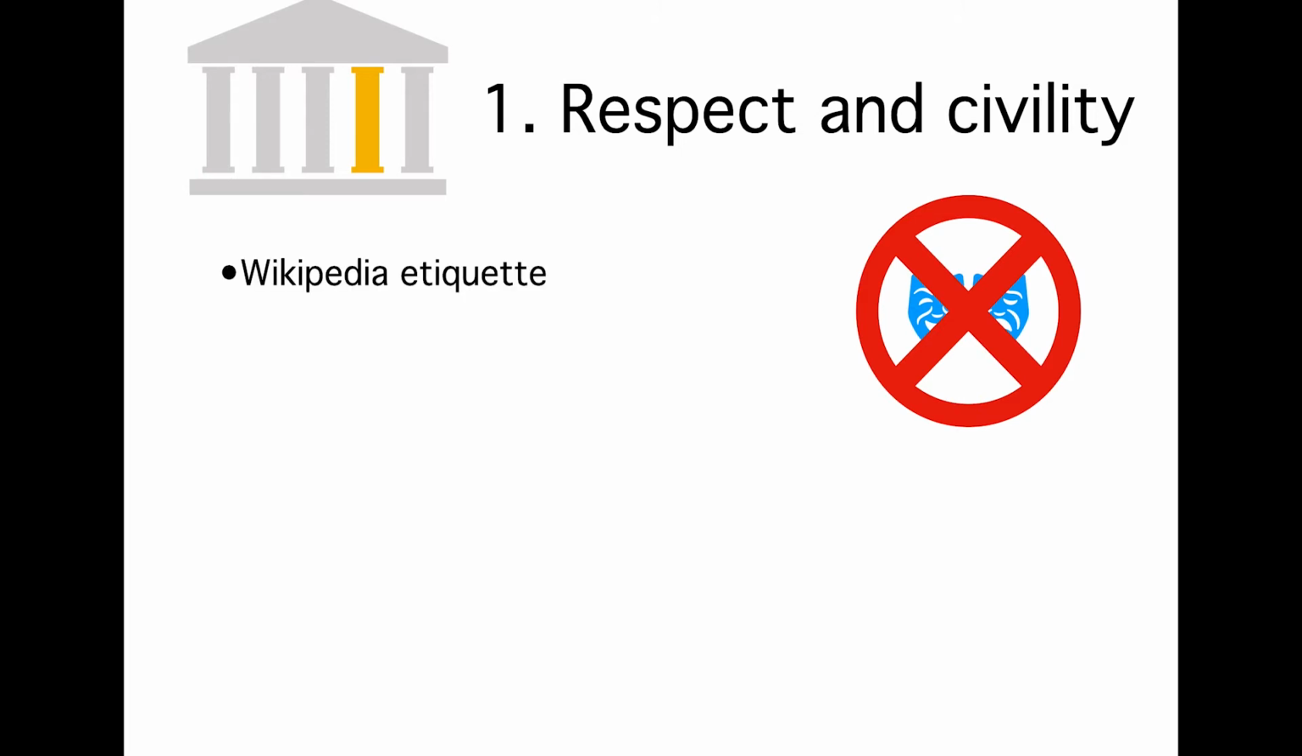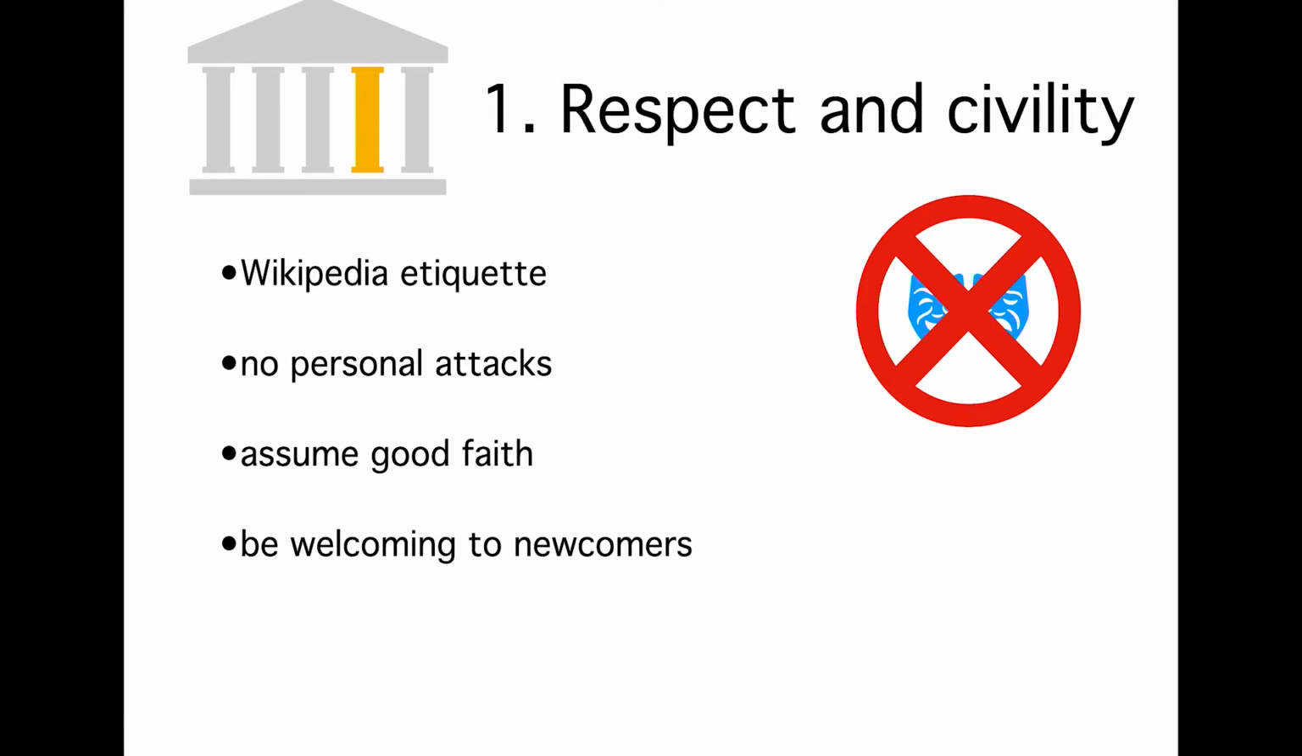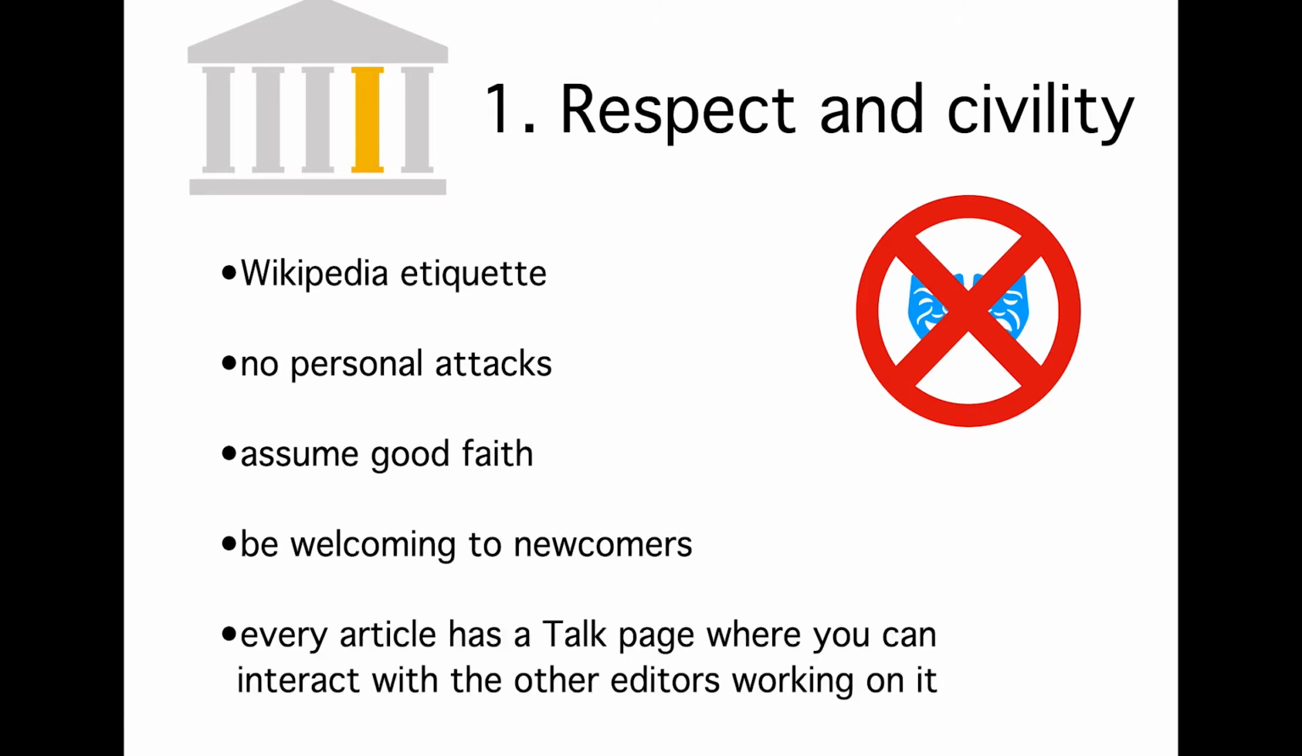So yeah, respect and civility. So Wikipedia etiquette, they have a whole guide, but no personal attacks. Assume good faith. So if someone makes an edit that seems really wrong to you, don't think that they're doing it just because they're trying to sow trouble or they had a bad intention. They probably just didn't realize, or they misread something. So assume good faith, and be welcoming to newcomers, which is really nice when you're a newcomer.